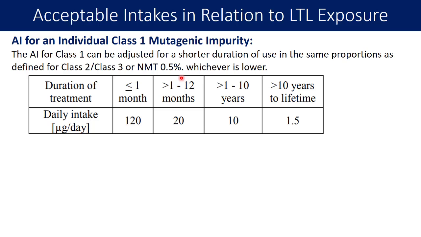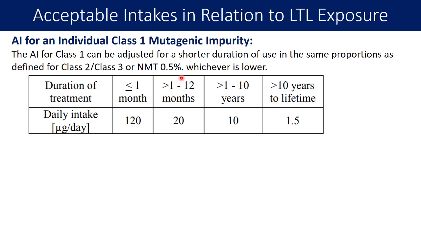Let me first make one point clear: the class 1 mutagenic impurity will have its own acceptable intake. 1.5 microgram per day is not going to be applicable for class 1 impurities. Yes or no? Because 1.5 microgram is only applicable if you do not perform the toxicological study. So for class 1 mutagenic substances, you will have their own limit, which is of course greater than 1.5 microgram unless they fall under the cohort of concern category.